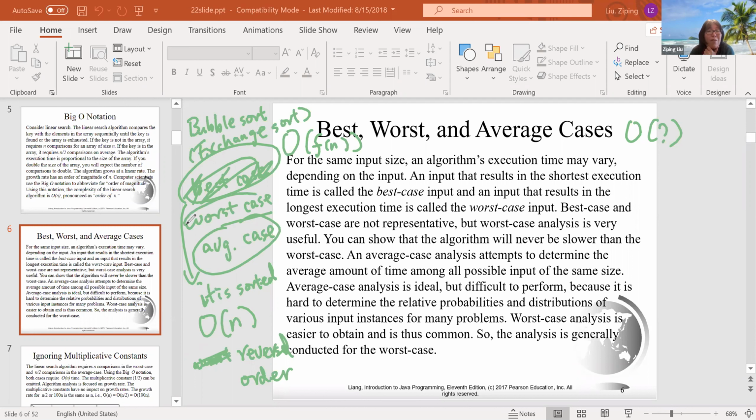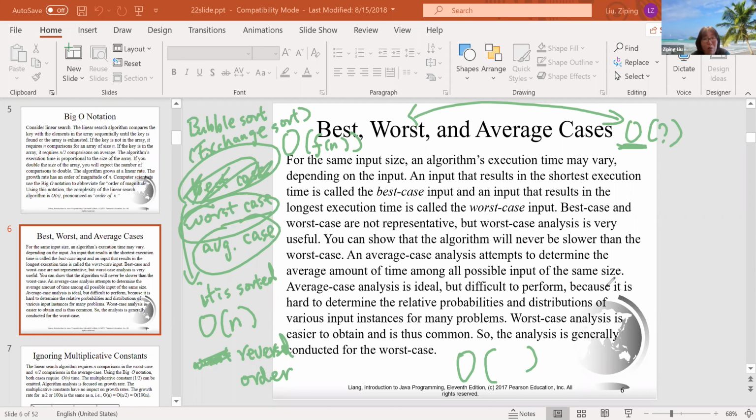But for the worst case, when you see the code, in the worst scenario, a lot of the time it's still analyzable. It's easy to analyze. So a lot of the time when we discuss the order, we use the worst case. When you see that order, it may represent the worst case.